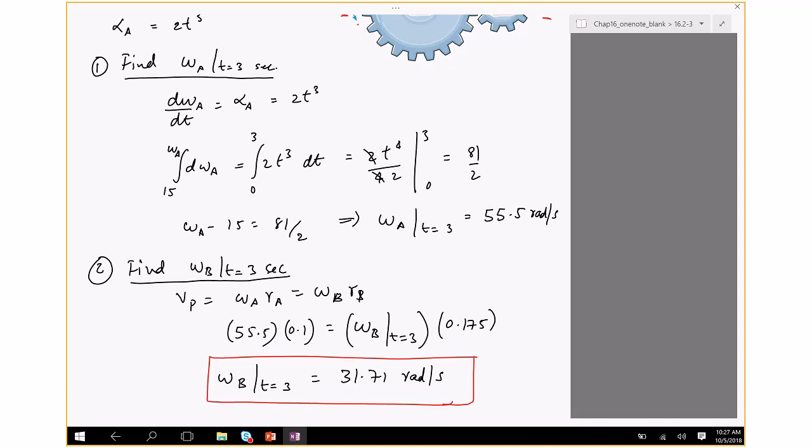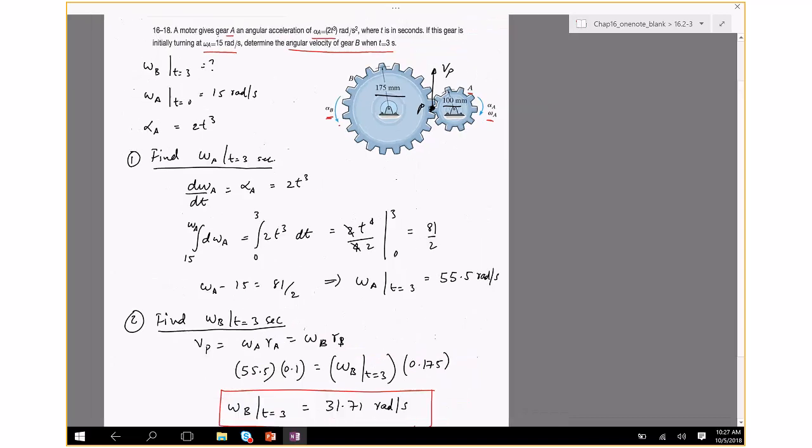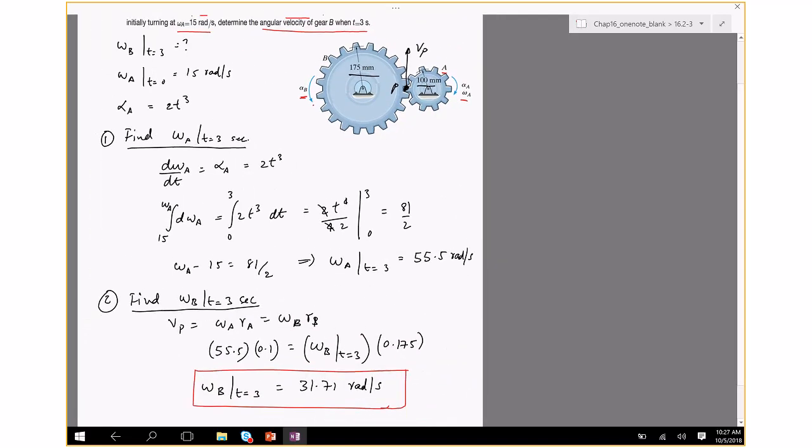Is that clear? I see the figure again. Sure. Any questions? Questions?